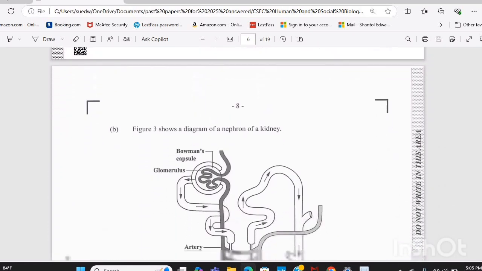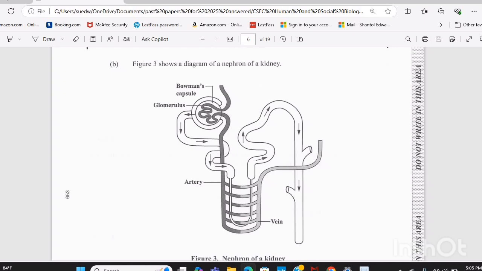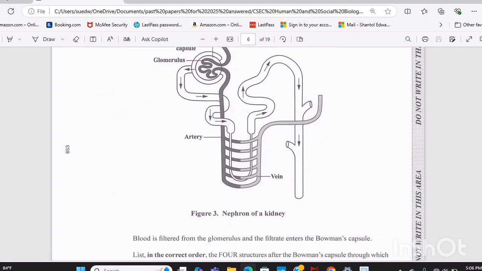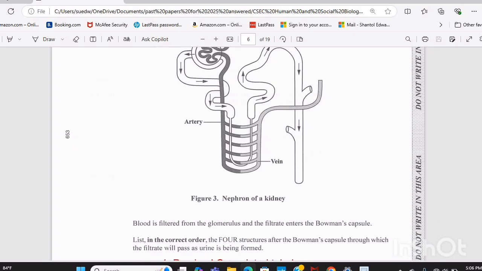Now this part of the question says, figure 3 shows a diagram of a nephron of a kidney, right? And if you remember, when you were looking at excretion, you should have been made aware of the working part of the kidney, which is the nephron. This is the actual part that helps you to get rid of waste. Now, the question says, list in the correct order the 4 structures after the Bowman's capsule through which the filtrate will pass as urine is being formed.